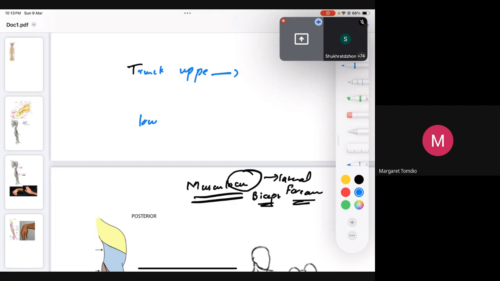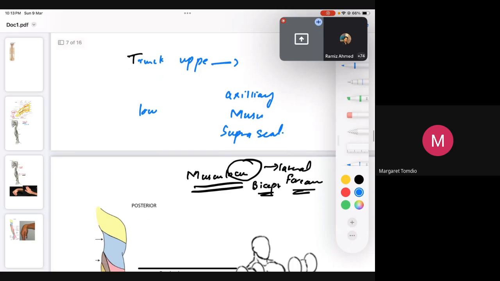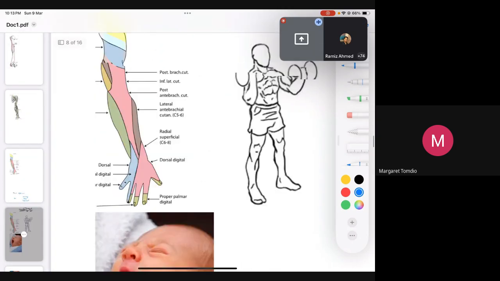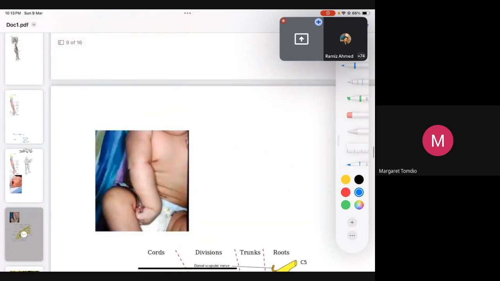If the upper trunk is injured, three nerves are going to be compromised: your axillary, your musculocutaneous, and suprascapular. So the arm would be adducted, extended and internally rotated, and it would give us a sign known as the waiter's tip sign. You can just assume a waiter taking a tip, right?